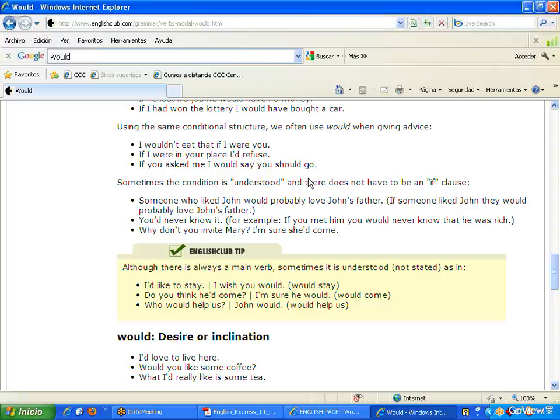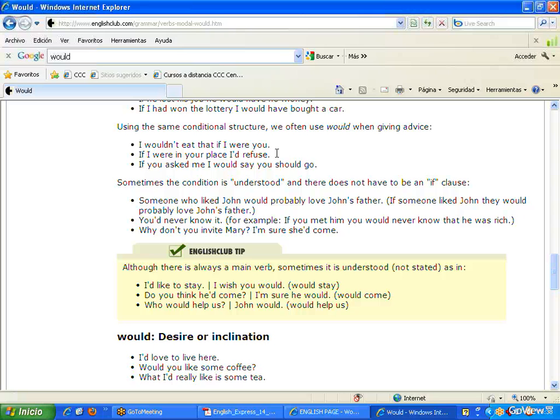Pero I'm not you. I am not you. So, si tú quieres comer esta, bueno, if you want to eat it. Okay? But me, I wouldn't eat it. Okay, sometimes the condition is understood, and there does not have to be an if clause. Okay, you can look at all these. Have a good look at this.